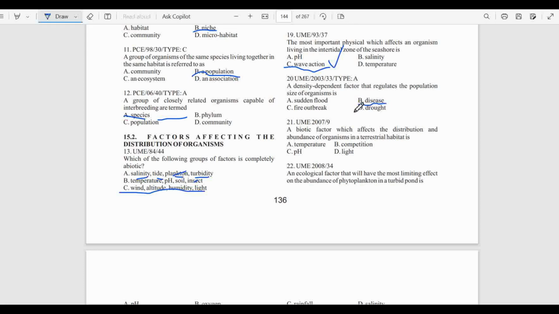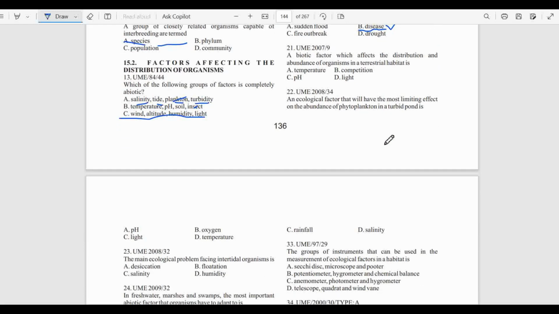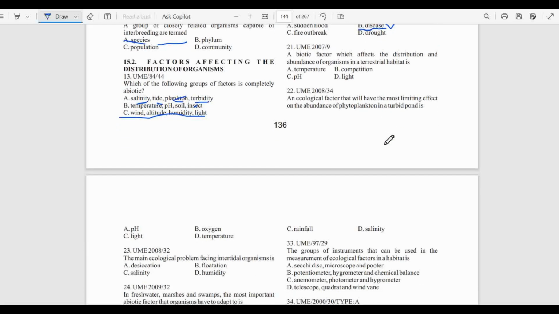They may affect the amount of organism over time, but in terms of the size, disease will be more appropriate answer. Question 21. A biotic factor which affects the distribution and abundance of organism in a terrestrial habitat. In a terrestrial habitat, you have temperature, you have competition, you have pH, and you have light. What's the keyword to spot the answer to this question at a go? Biotic factor. Biotic.